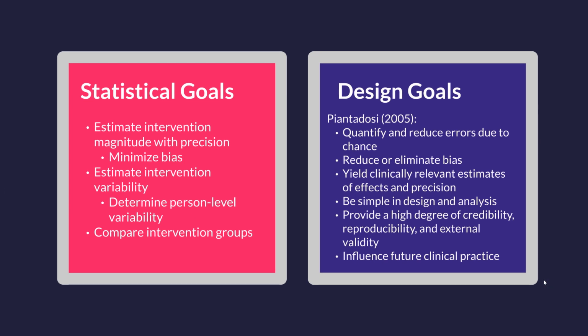What are our statistical goals and our design goals? Well, our statistical goals, we sort of covered a little bit with estimating the intervention magnitude with precision. So our trial goal is to estimate the intervention magnitude. Our statistical goal is to do that with precision. And we want to minimize the bias. Now, recall that there are multiple types of bias that can enter into a trial in a statistical manner. We want to make sure that our endpoint of interest, and actually all of the endpoints we'll be assessing, are reproducible and measurable with minimum bias.